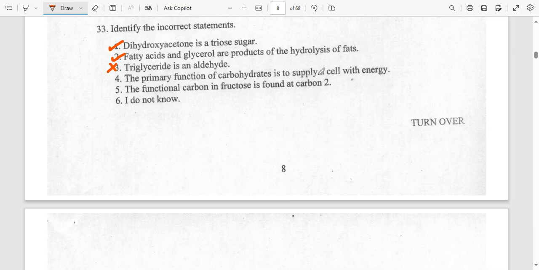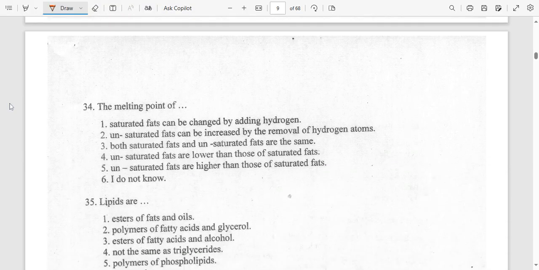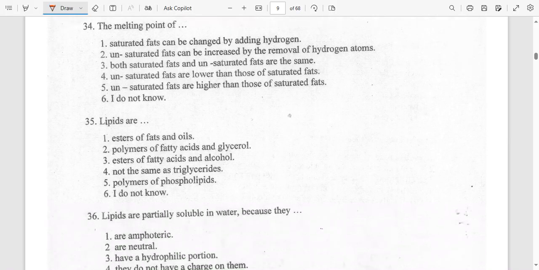The primary function of carbohydrate is to supply a cell with energy. That's the function. The functional group carbon in fructose is found at carbon number 2. This is true. In fructose, the functional group is at carbon number 2 because it's a ketone.